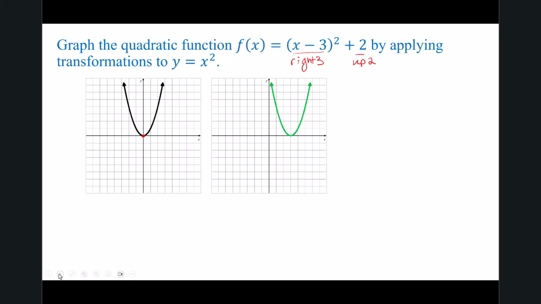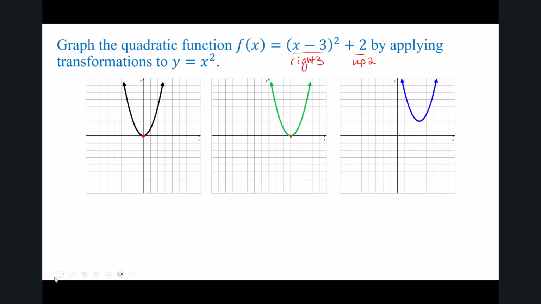First, we'll move the whole graph to the right 3, and that gives us this green graph right here. Now our vertex is right here, but we're not done. Now we need to do the plus 2. So now the whole graph is moved up 2, and our vertex is now here, and that is the point 3, 2.